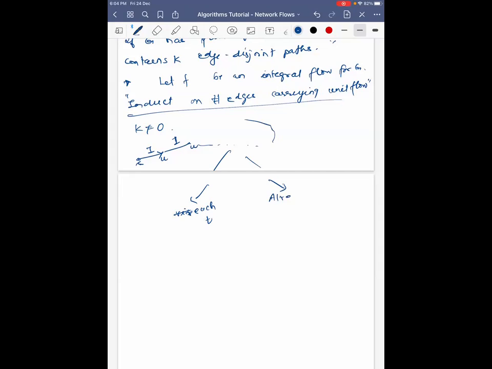Or you visit a node again on this path. Let's call that node V.